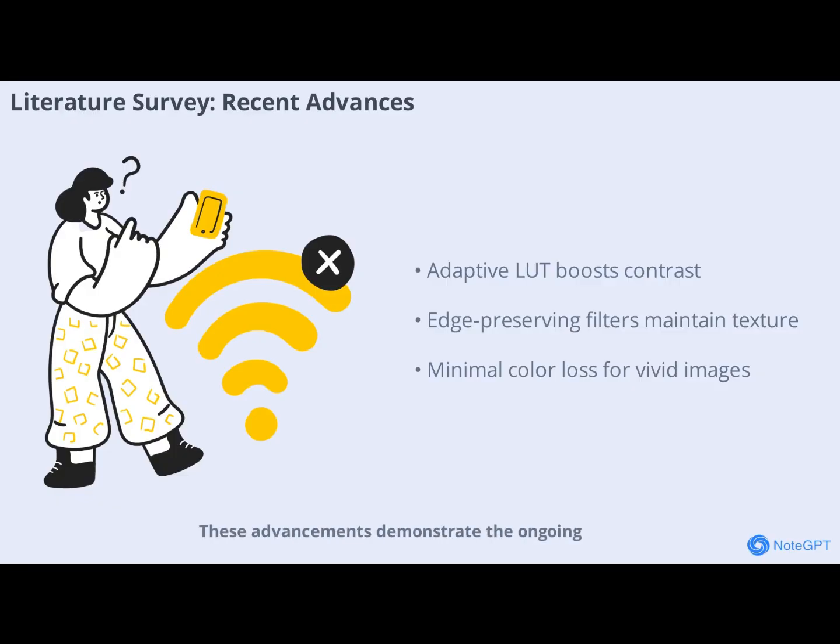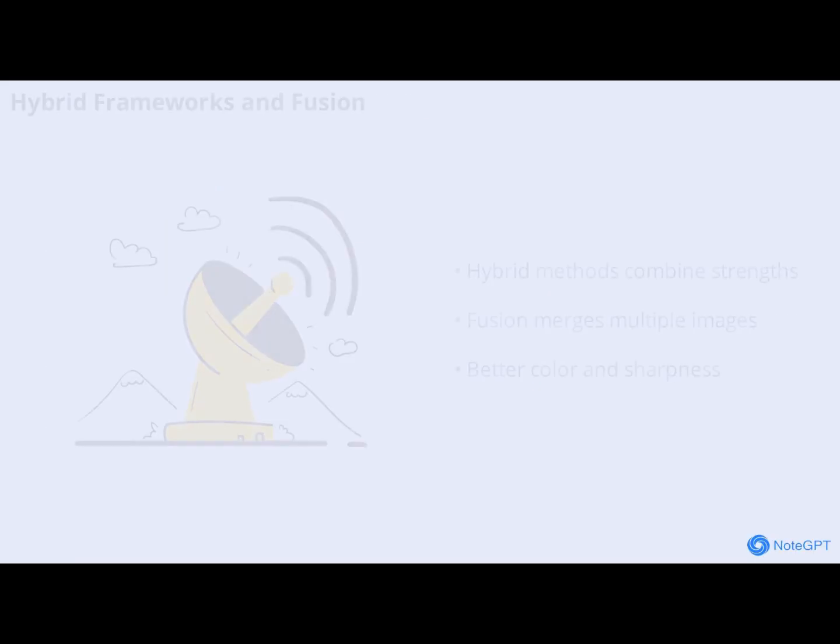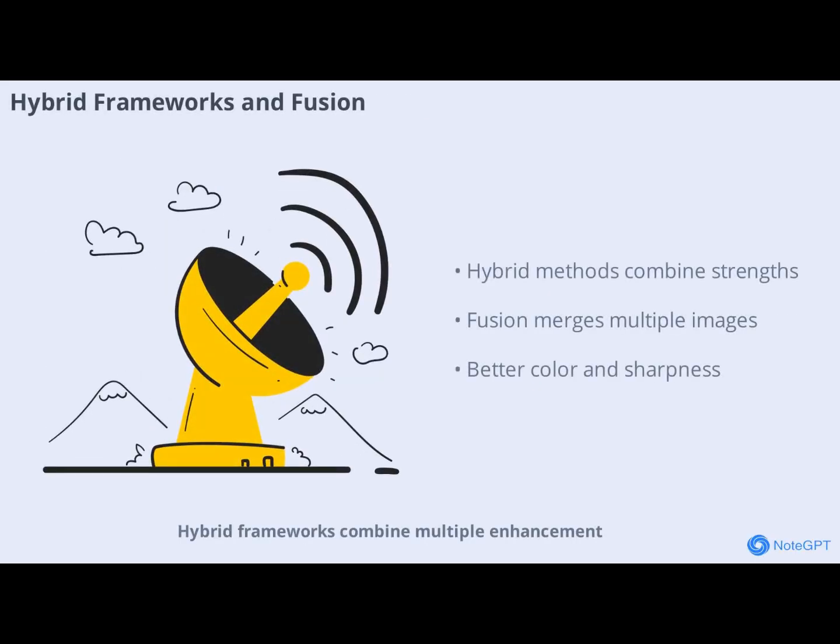These advancements demonstrate the ongoing evolution of underwater image processing. Hybrid frameworks combine multiple enhancement techniques to achieve superior results. For instance, integrating improved underwater white balance with histogram stretching compensates for color attenuation and removes unwanted color casts. Image fusion methods, such as averaging-based and PCA-based fusion, merge information from different images to create a more informative composite. These approaches ensure that enhanced images retain both color accuracy and sharpness.